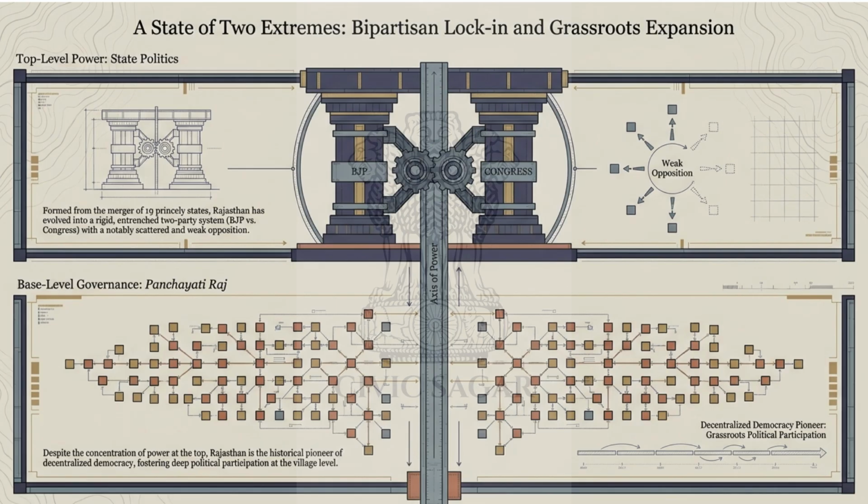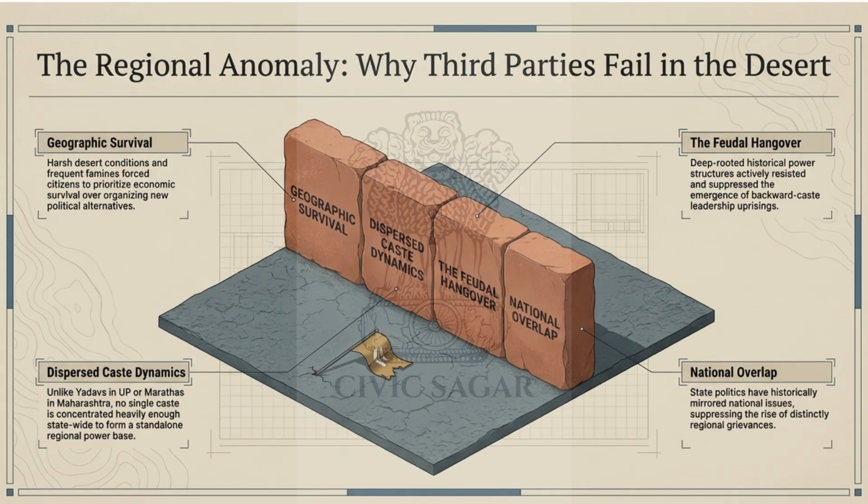Rajasthan's political geography presents a fascinating contrast. At the state level, power has settled into a rigid, entrenched bipartisan lock-in dominated by two major national parties, the BJP and the Congress, leaving little room for third-party opposition. Yet, at the foundation, Rajasthan is a national pioneer of grassroots democracy, fostering intense political participation at the village level through its Panchayati Raj system.